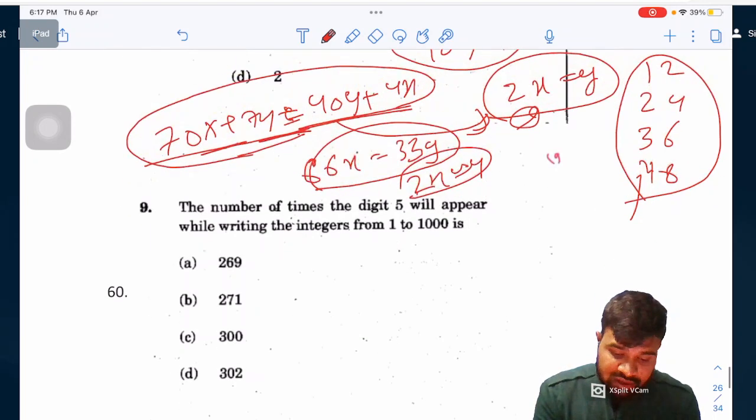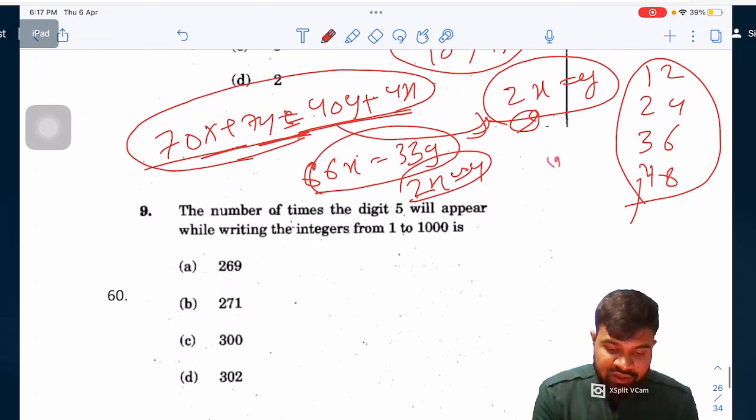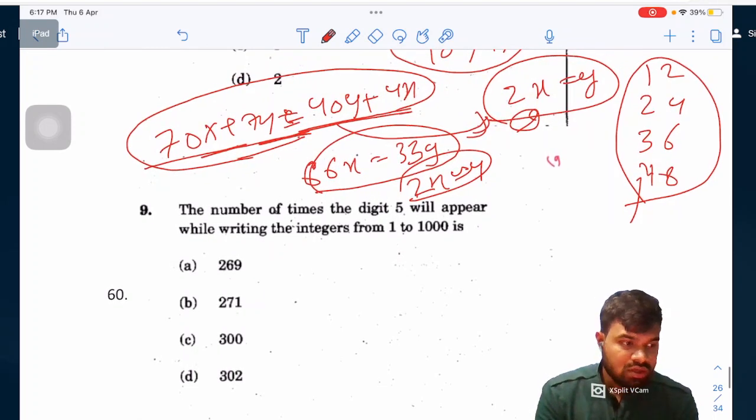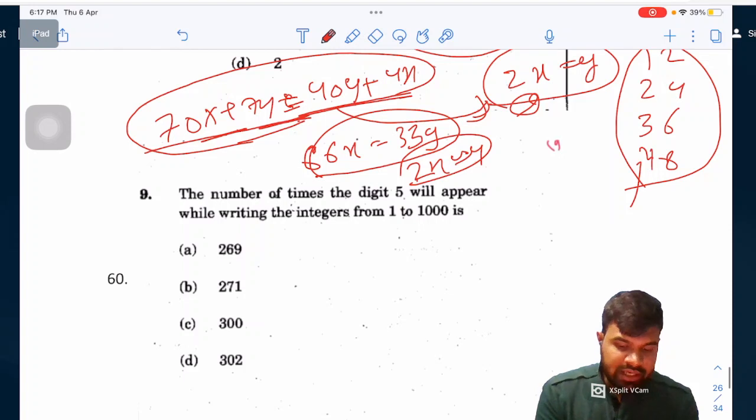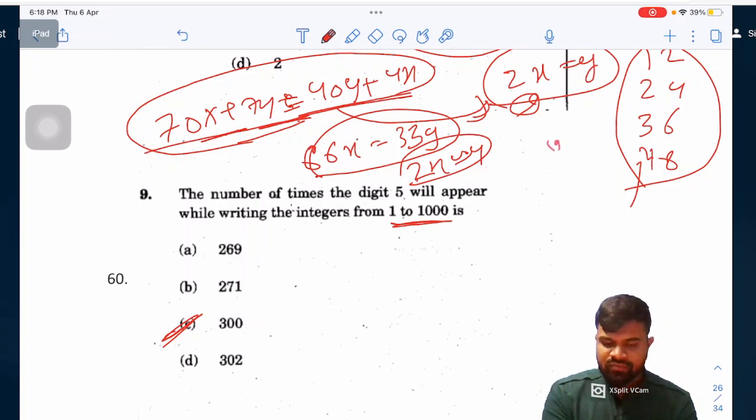The number of times the digit 5 will appear while writing the integers from 1 to 1000. The answer will be 300. I want you to do this calculation by yourself. One method I can suggest to you, but the counting method I want you to do by yourself.